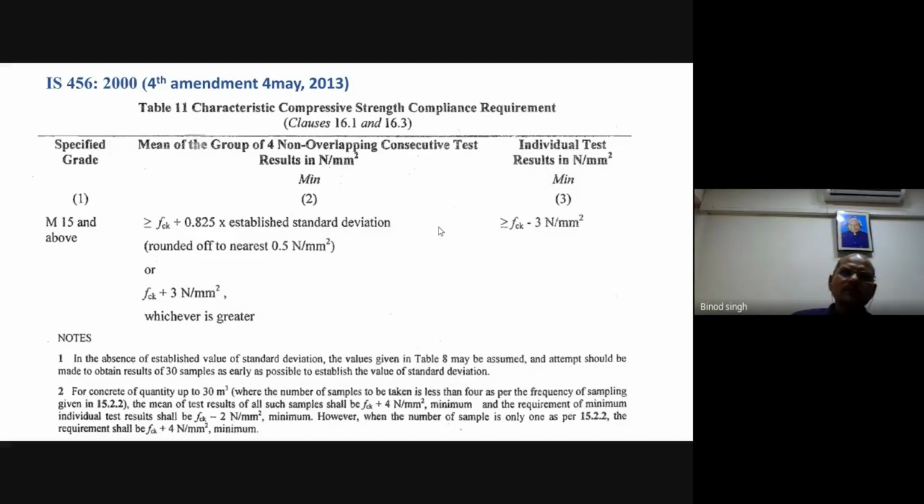Once your mix design is over, then we have to comply with this requirement: FCK plus 3 Newton per mm square. Suppose we have an M30 grade concrete, the minimum average strength of 4 consecutive non-overlapping test results should be FCK plus 3 Newton per mm square, whichever is greater. For individual test results, suppose you are testing 1 cube, that should not be less than FCK minus 3. So this is the requirement of this table.